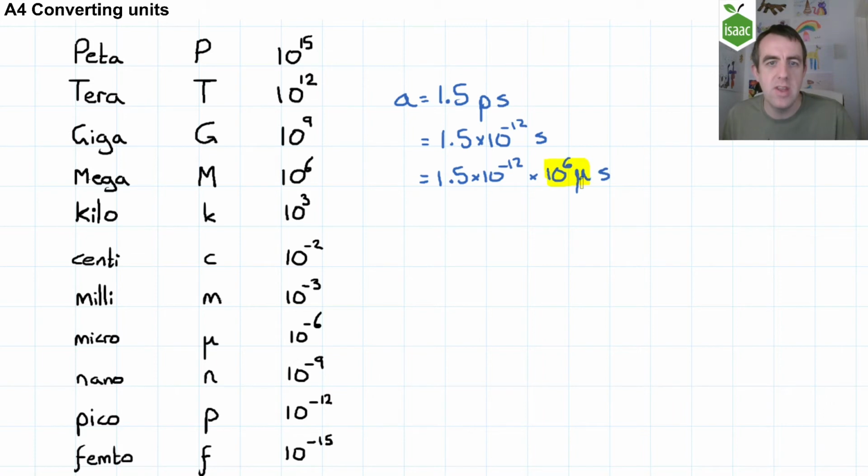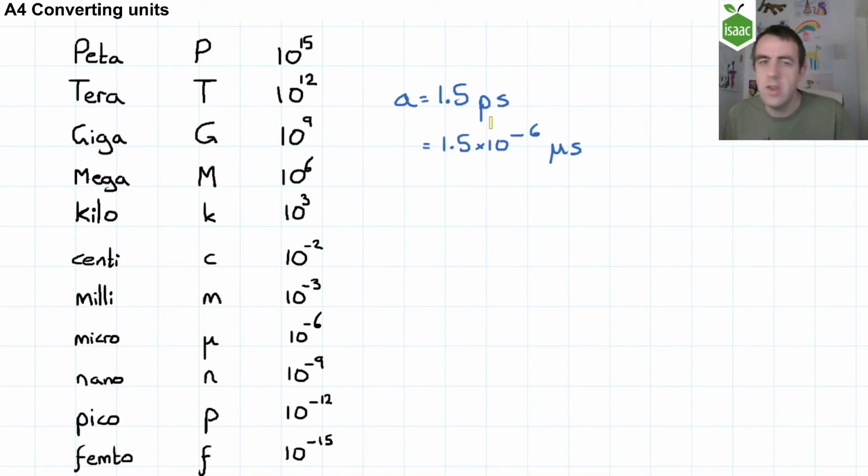Remember that micro is 10 to the minus 6, so 10 to the 6 times 10 to the minus 6 is 1. That way I haven't actually changed the number, but I've now included the prefix micro. And finally, because 6 minus 12 is minus 6, I can tidy up my order of magnitude. When you get quick at this, you can cut out some steps. You can see, for example, pico, which is 10 to the negative 12, is exactly the same as 10 to the negative 6 multiplied by micro, which is 10 to the negative 6.